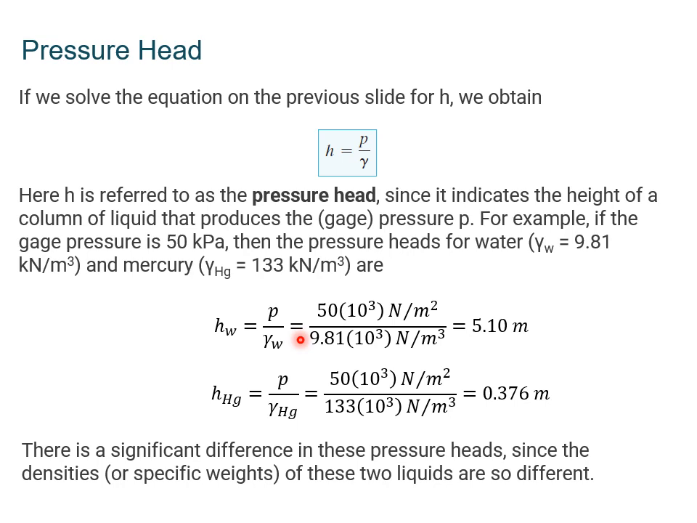Gamma for water is 9.8 times 10 to the third newtons per cubic meter, so we can divide those and get 5.10 meters. For mercury, it's much less because the gamma is much bigger here, so it's 0.376 meters. So in other words, a column of water that's 5.10 meters high would have a pressure at the bottom of 50 kilopascals, but it would only take a 0.376 meter column of mercury to yield the same pressure because mercury is much more dense.